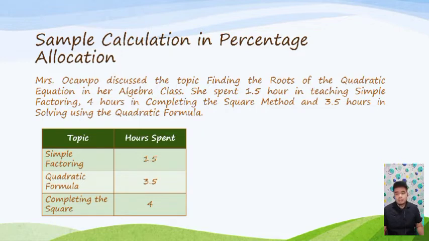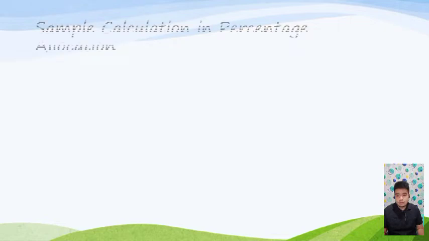So first, in constructing the table of specification, you need to tabulate the data set given in the problem. We have here the topic for the first column, and the second column is the hours spent in discussing this topic. The topic first is simple factoring for 1.5 hours, the quadratic formula for 3.5 hours, and completing the square for 4 hours. Now in the third column, let's compute for the percentage allocation.